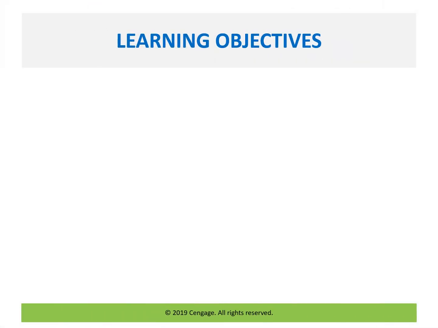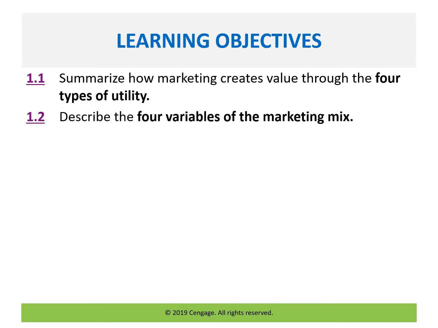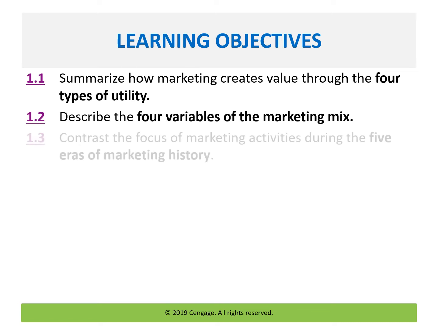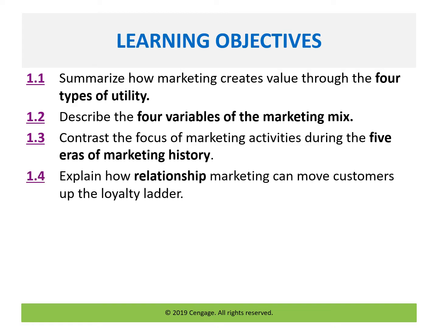These are the learning objectives of today's discussion. First, we will summarize how marketing creates value through the four types of utility. Then describe the four variables of the marketing mix. Contrast the focus of marketing activities during the 5 eras of marketing history. Then we will explain how relationship marketing can move customers up the loyalty ladder.